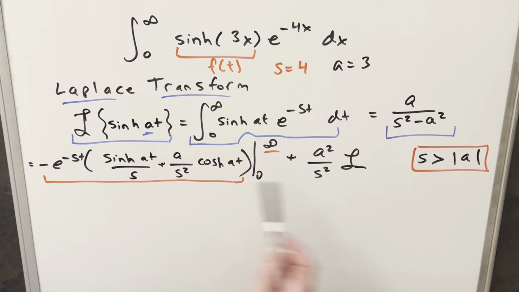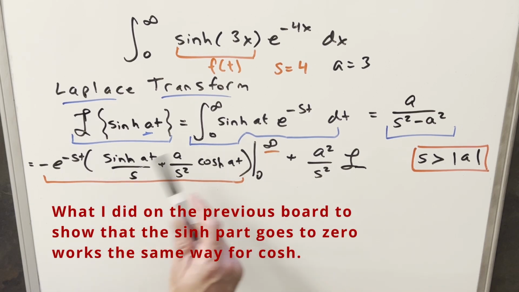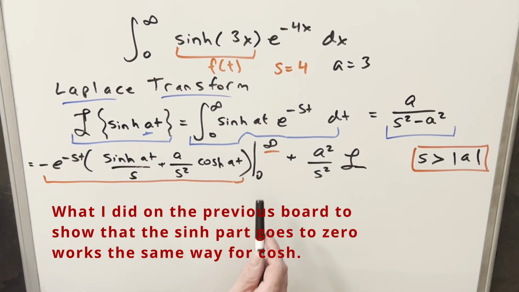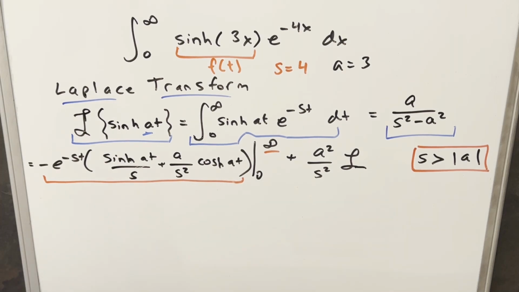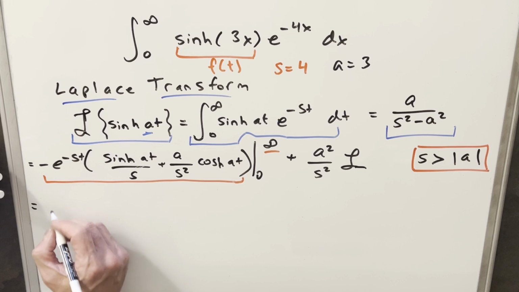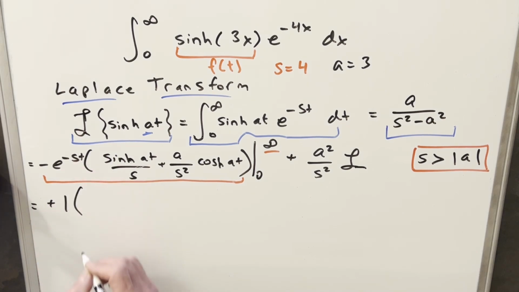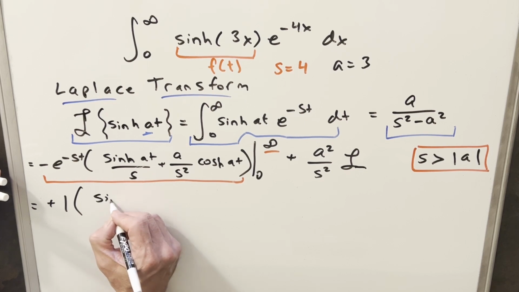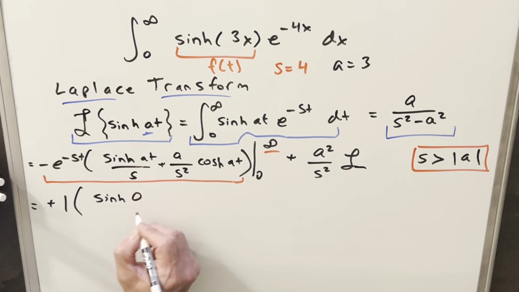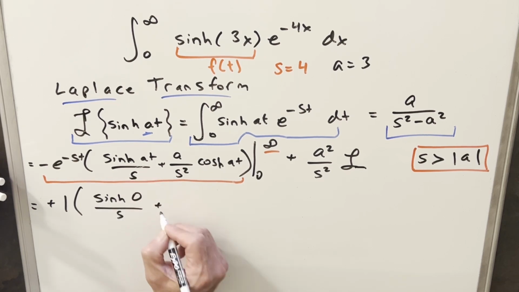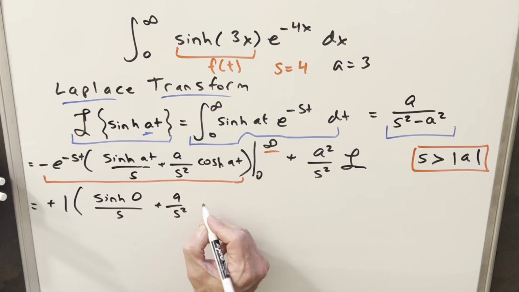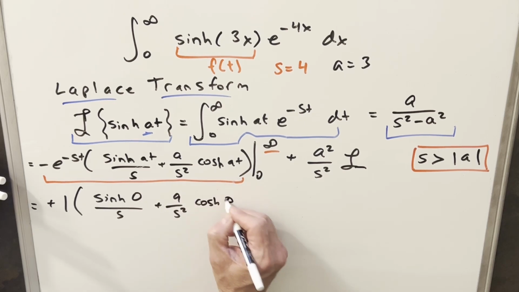Okay, so now that we set up this condition, everything at infinity is going to 0. The sinh term and the cosh term, they're both going to 0. Now we just need to evaluate at 0. So we're going to have a minus times a minus here. That's going to give me a plus. E to the 0 is just going to be a 1 in front. And then we're looking at sinh. We'll plug in a 0, so we're going to have sinh of 0 over s plus a times s squared. And this is going to become cosh at 0.